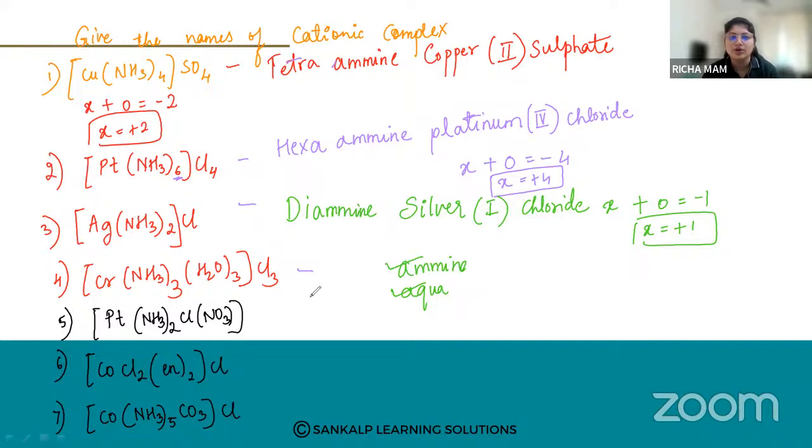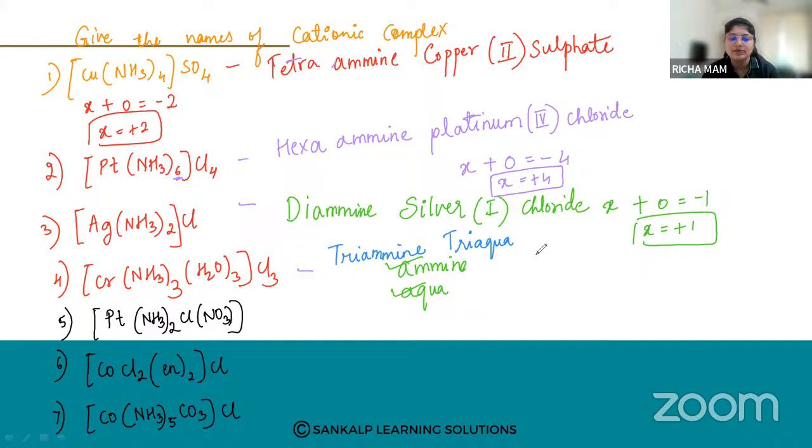Okay. So how will you write the name? How many ammine groups? Tri. So triammine, triaqua, chromium 3 chloride. Yes, very good. Baby has answered. Very good. So it is triammine, triaqua.